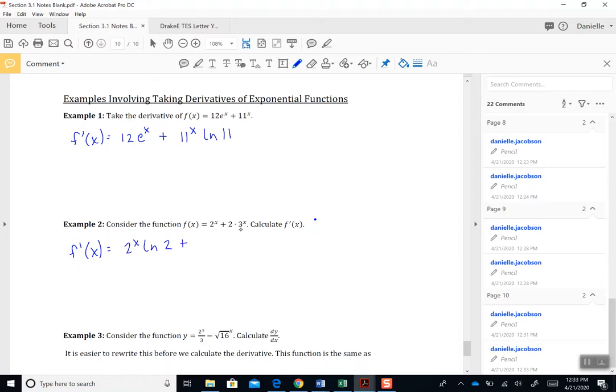Another huge common mistake here. A lot of times people will multiply this and say, oh yeah, 2 times 3 is 6, so I have 6 to the x. That is not the same thing. These aren't like terms. You can't just smash them together. They have to be separate. Try to avoid making that mistake.